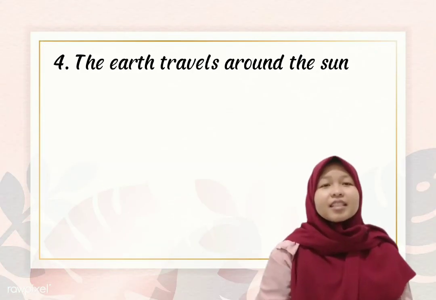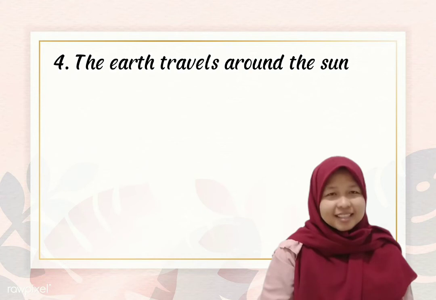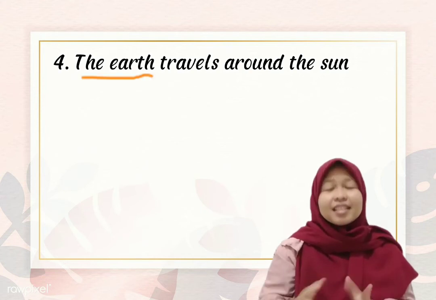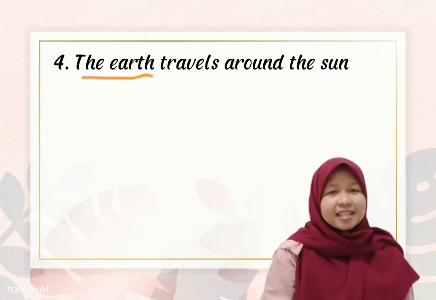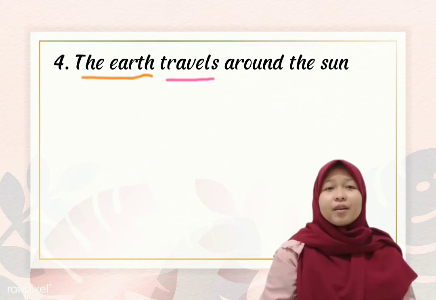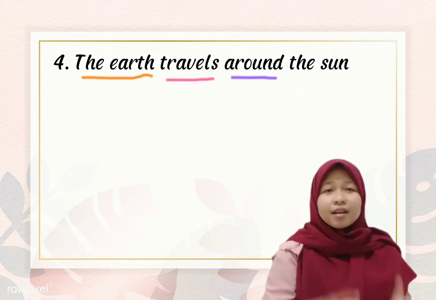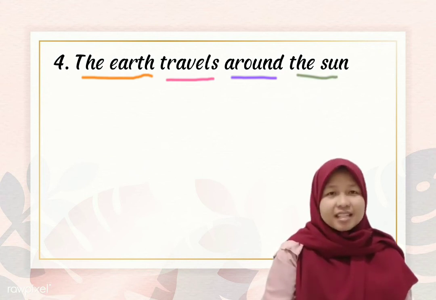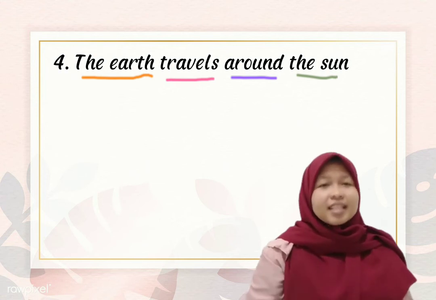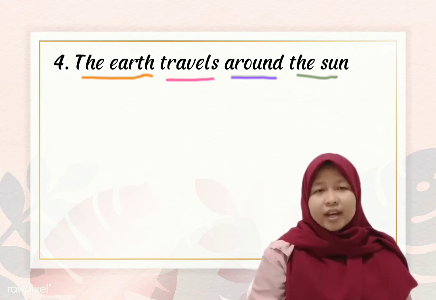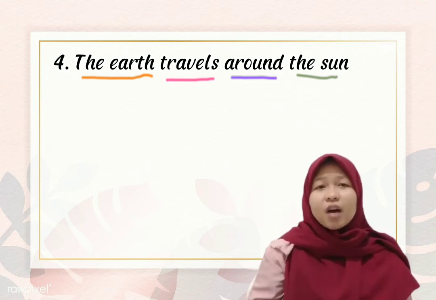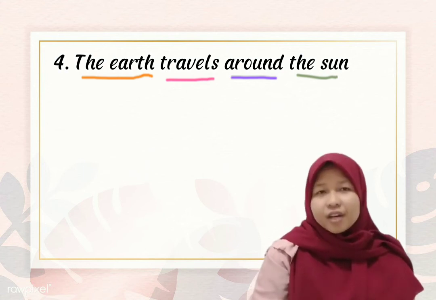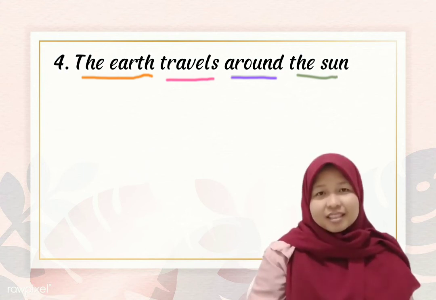The earth travels around the sun. The earth to be noun phrase, travels to be verb, around to be adverb, and last the sun to be noun phrase. The earth and the sun become noun phrases because it is a noun that includes the modifier the.